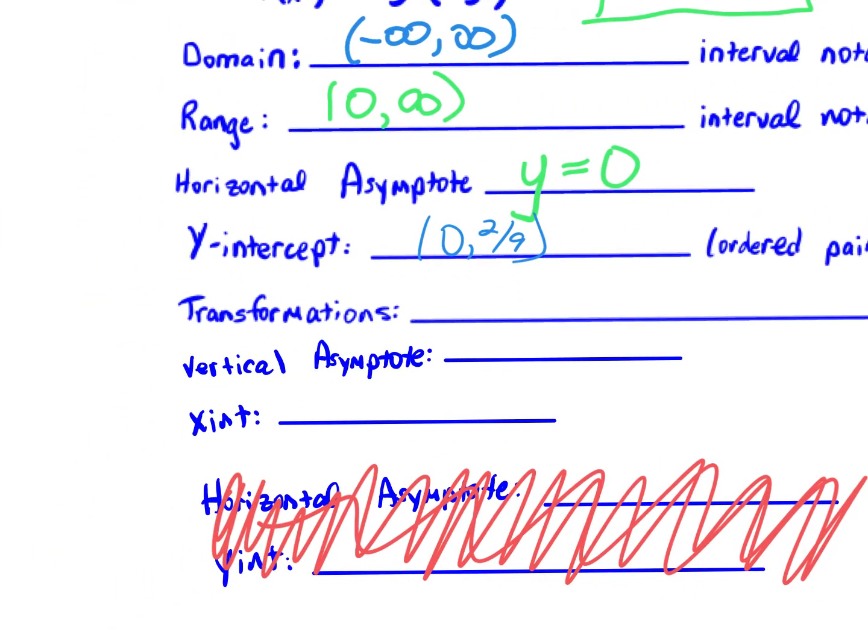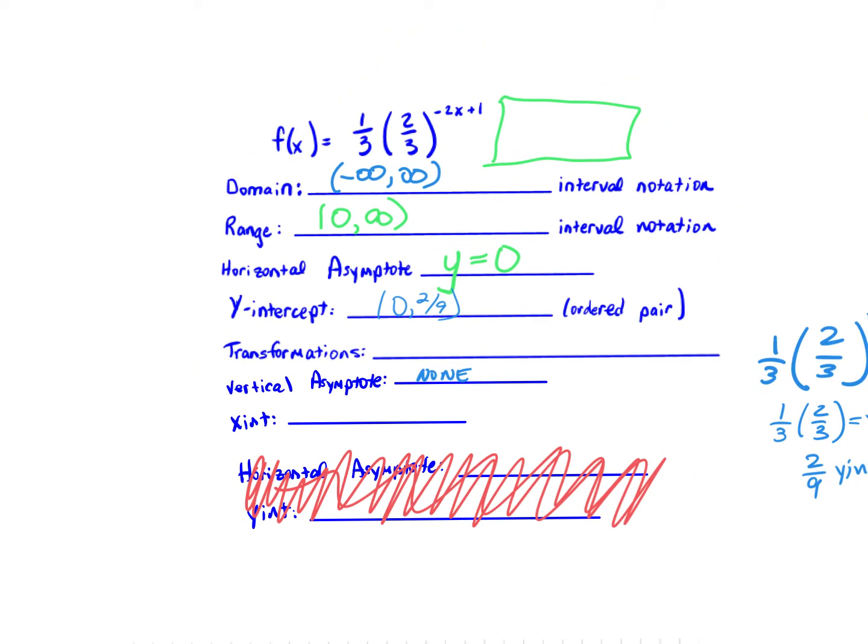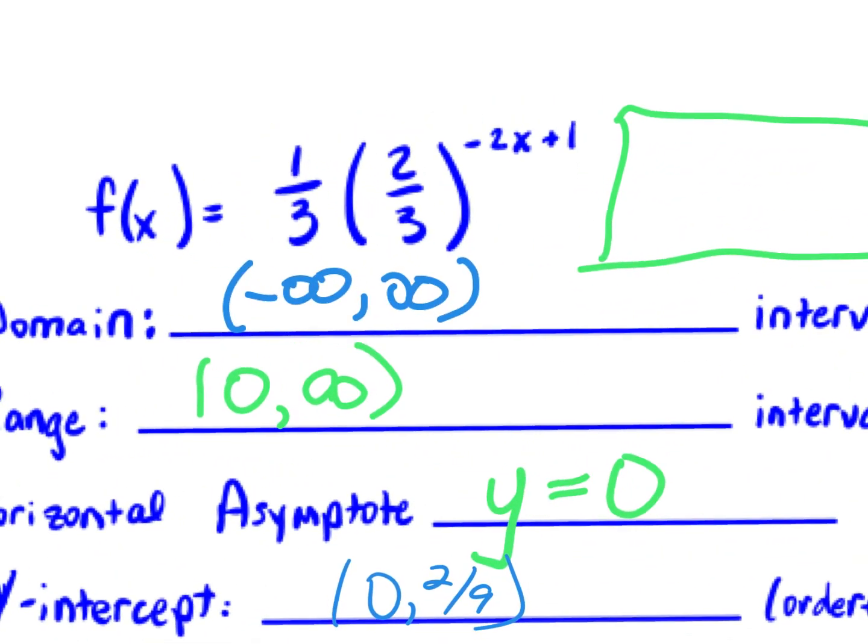What's your vertical asymptote? None. Good. And you can answer x-intercept now, but you don't have to. You can see when you graph it what it's going to look like. Now, transformations, guys. I'm not asking you for specific transformations on the test, but I want you to be able to recognize what your function should look like.